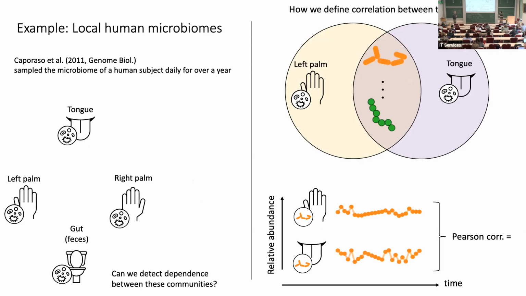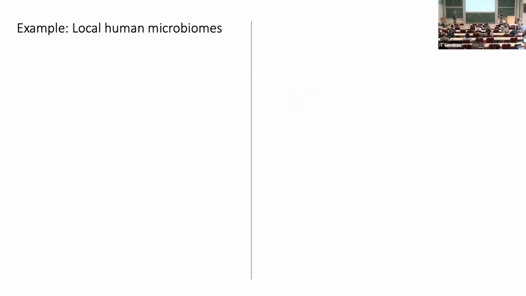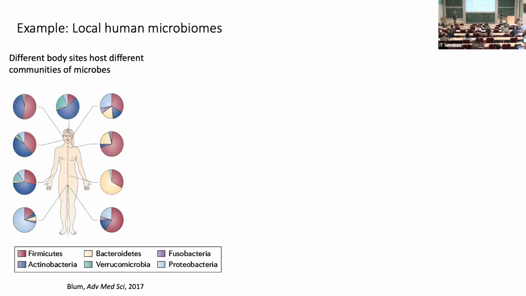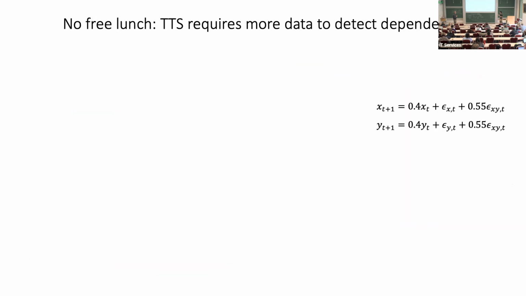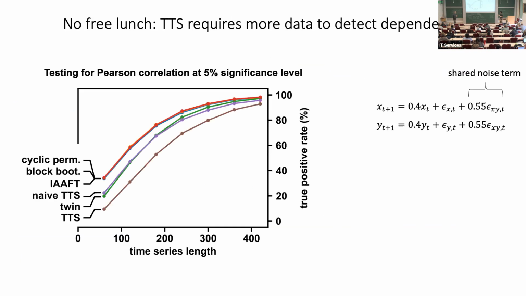If we go back to that chart where we saw the power, it always underperforms in the true positive rate. So at every single time series length, it will always be worse, but for the false positive rate, it has a guarantee, and none of the other methods do.